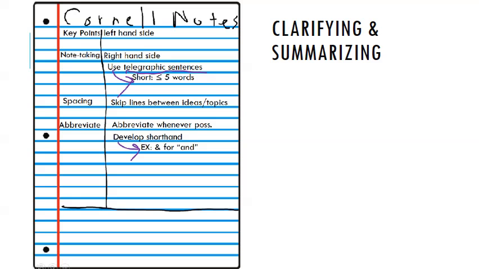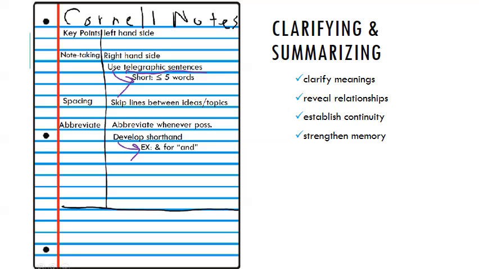So it's important to clarify and summarize for a bunch of reasons. Obviously for clarifying the meanings of things, revealing relationships. Relationships are really important to see amongst terms and skills and scientific concepts. You want to establish continuity, so it can be something that you do every single time, so it becomes more of a routine for you. And it definitely will strengthen memory, which is really important in education in general.